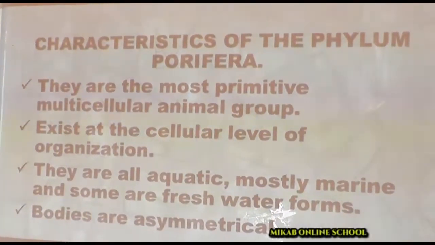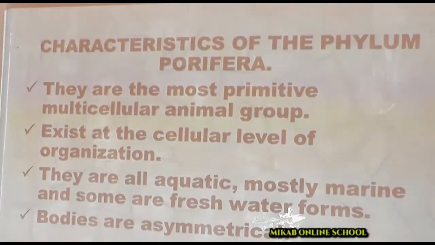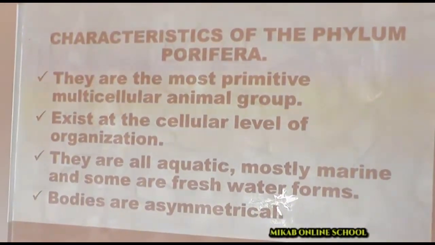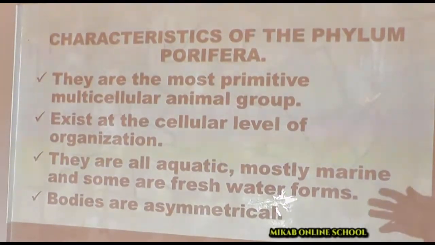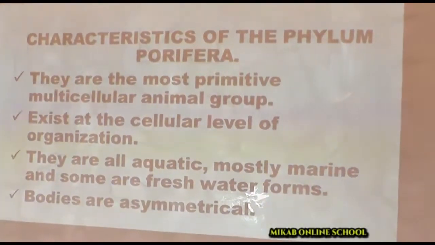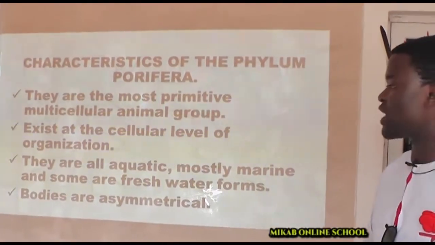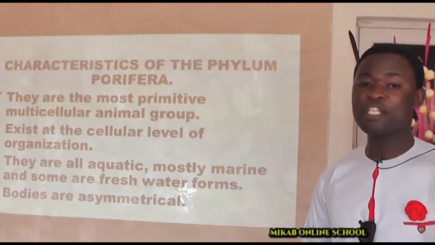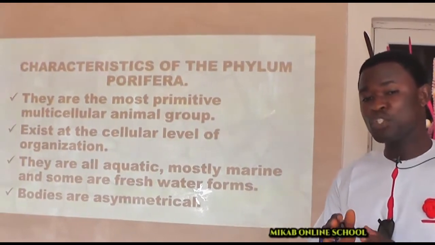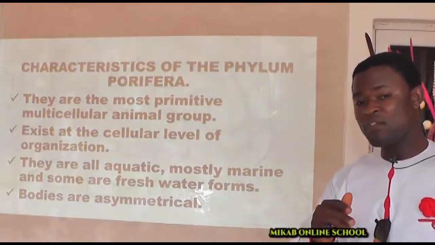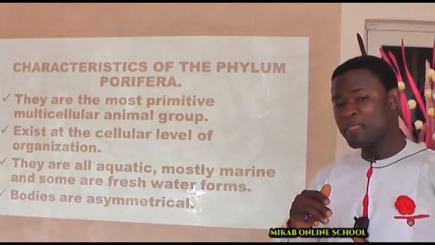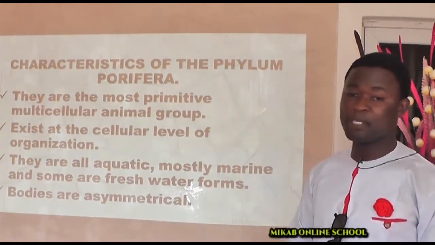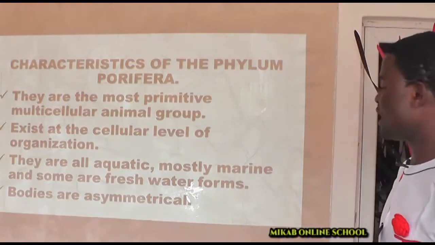Again, you also know that we talked about body symmetry. The fact that animals have different body symmetry means they cannot be grouped together as one. So this group of organisms known as the Porifera have asymmetrical bodies, meaning you cannot divide them into equal parts, either into 2 by means of bilateral symmetry or radial symmetry. Their body is asymmetrical.